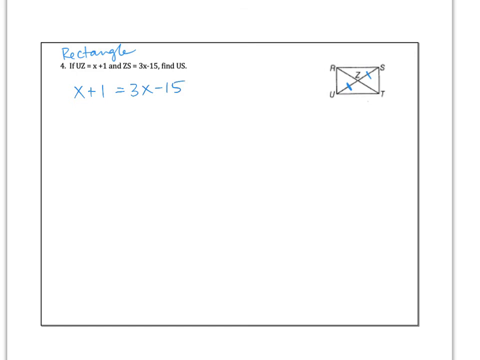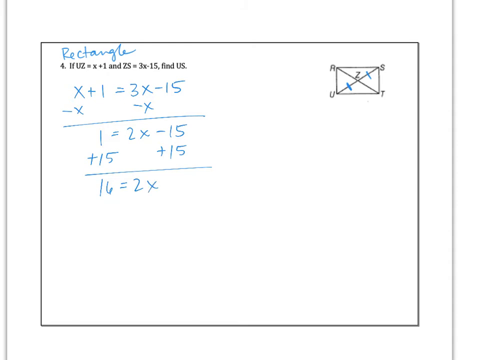Okay, now we want to solve this for x. So minus the x. Now we're going to add 15. Now we're going to divide by 2. And we get x equals 8. However, are we done? The answer is no.